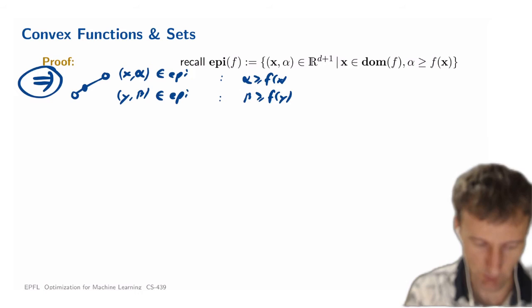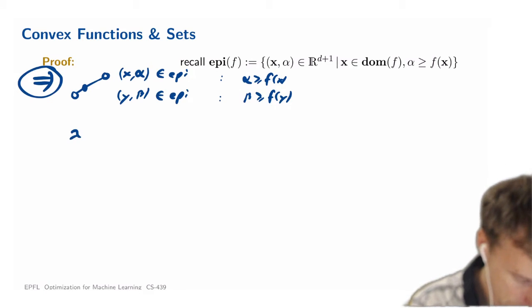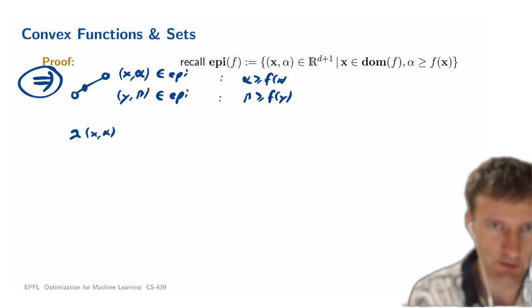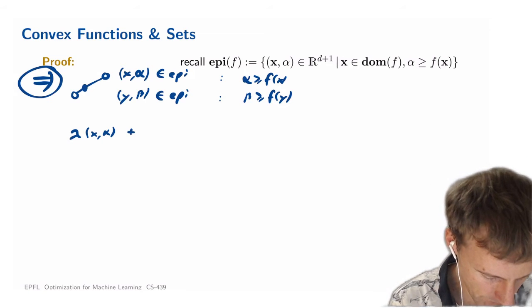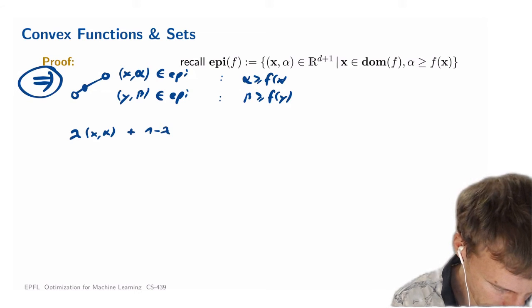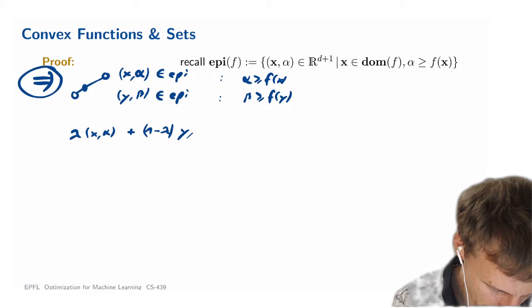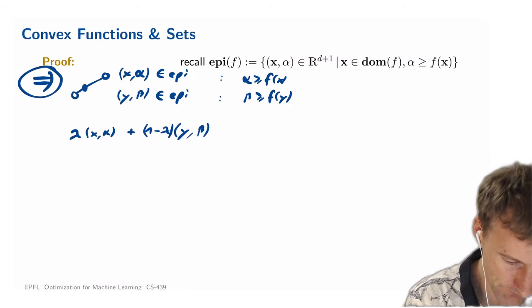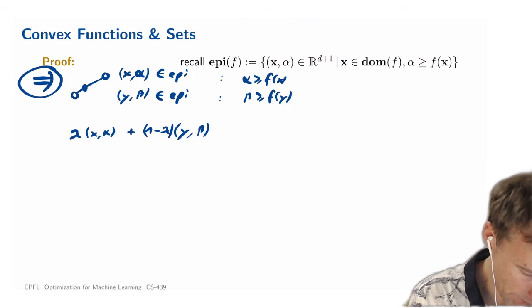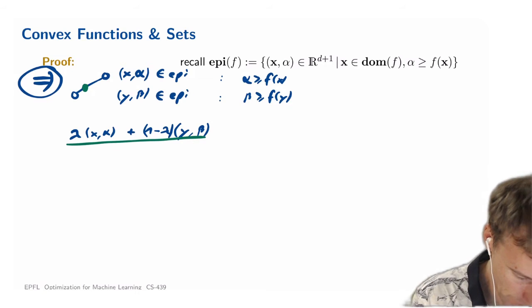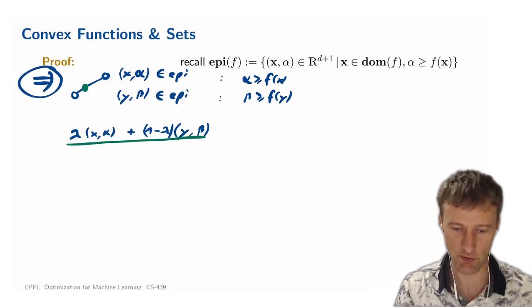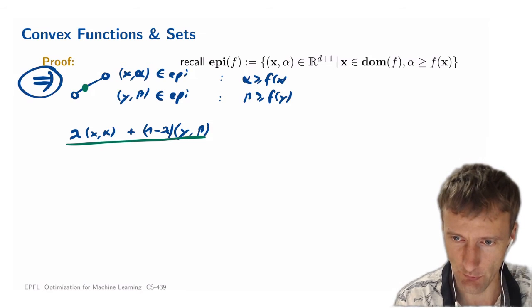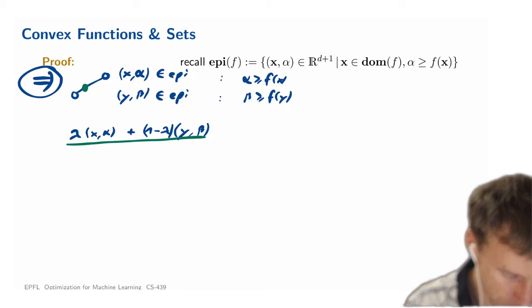This is what we have, but now we need to show what happens with their convex combination. So that's x and alpha, that's my first point. I take it with a lambda weight, and I combine it with 1 minus lambda times the other point, that's y and beta. Okay, so that's my point in the middle. If you want, this can be green. So what about this point? Is this part of the epigraph or not? How do we find out? So what can we use to prove that?